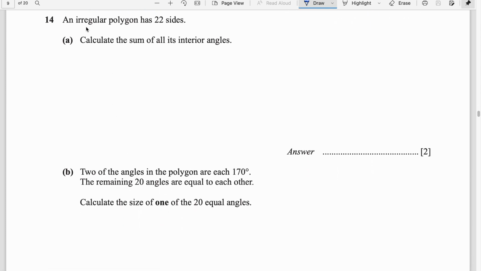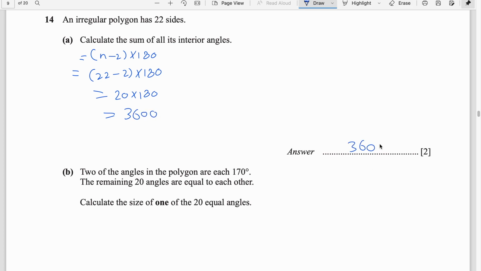Question number 14. An irregular polygon has 22 sides. Calculate the sum. So n minus 2 times 180, sum of interior angles. 22 minus 2 times 180. 20 times 180. 1800 into 2, 3600.